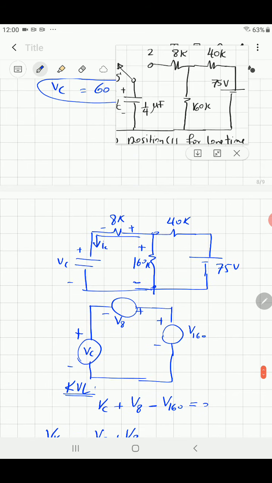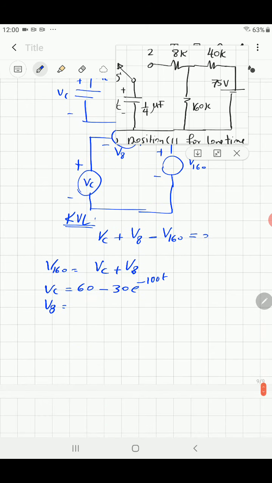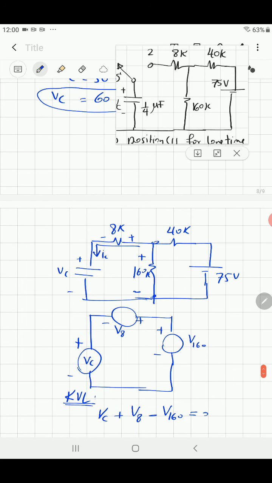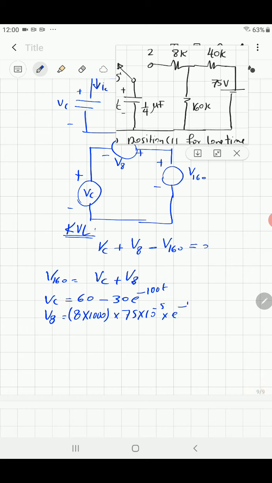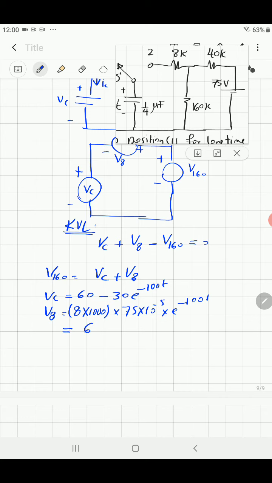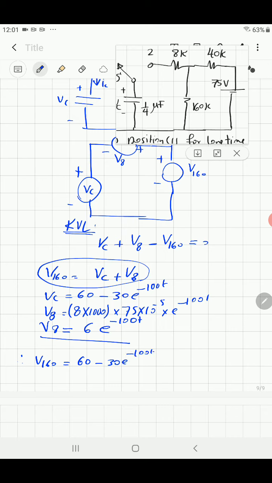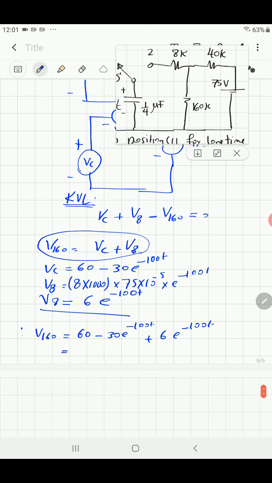What about V8? V8 is equal to the current through the 8 kilo ohm times the resistance 8. So you have 8 kilo ohm times the current, and the current is the same Ic, because Ic is going in the same direction. Ic, I have it 75 times 10^-5 e^(-100t). Okay, so you multiply this one, and you can check if I did the right calculation: 6 e^(-100t), so that's V8. So you got V8, and that's the equation. Then substitute: the voltage across 160 is equal to Vc, which is 60 minus 30 e^(-100t), plus 6 e^(-100t). It will be equal to 60 minus 24 e^(-100t), and that will be the voltage across 160.